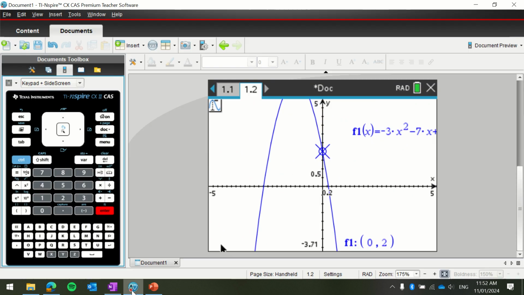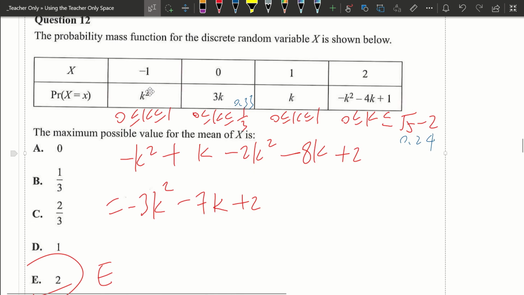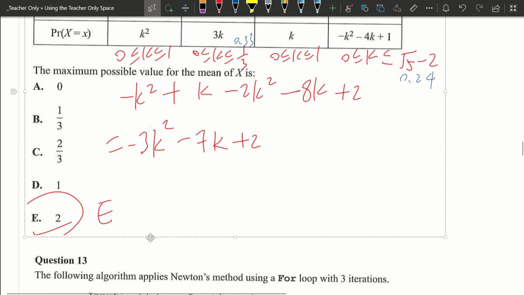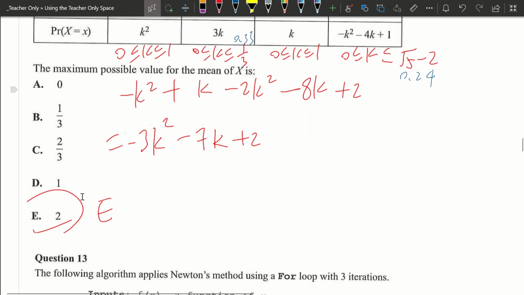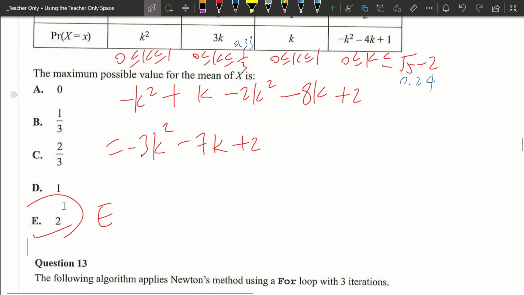And also I have to check this. I'm saying k is 0 here. Does that make sense? If k is 0, then the probabilities are 0, 0, 0, and 1. So that's fine. It makes theoretical sense. It just means negative 1 can never happen, 0 can never happen, 1 can never happen, and 2 always happens with probability 1, which is mathematically sound. So yeah, k equals 0 makes sense, and it gives the maximum mean, which is 2.